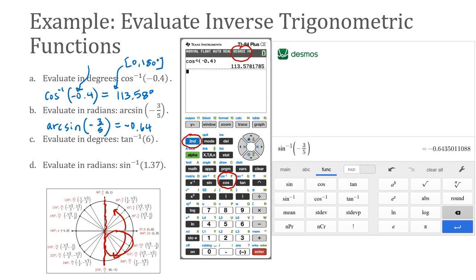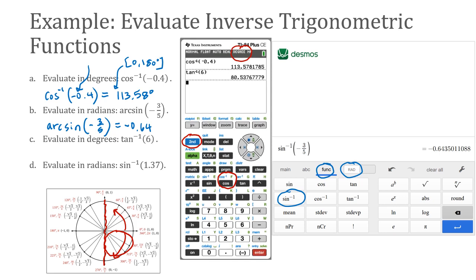Now, Desmos is a little bit faster. Most of the time you are on the main menu. In order to get to the inverse or arc sine, you want to switch to the function, and then you will see the inverse sine. You also, of course, want to make sure you're in the right mode, which is radians. Okay, let's try the next one.